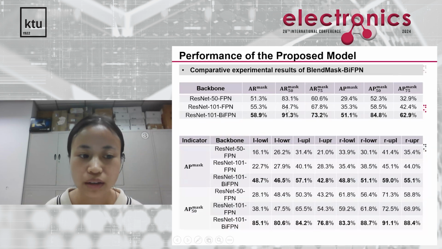To verify the effectiveness of the model improvement method proposed above, we use the 3 backbone networks, ResNet-50 FPN, ResNet-101 FPN, and ResNet-100 BiFPN, to carry out ablation experiments based on the BlendMask model. Both tables on the slide show the BlendMask model performing best after BiFPN introduction.